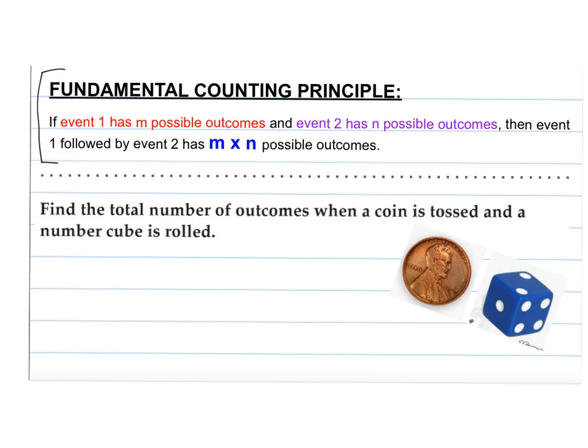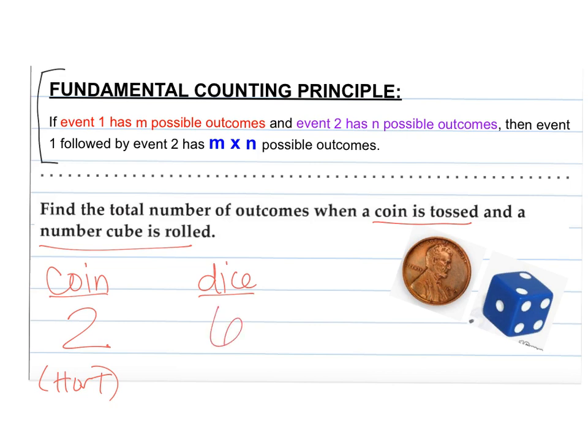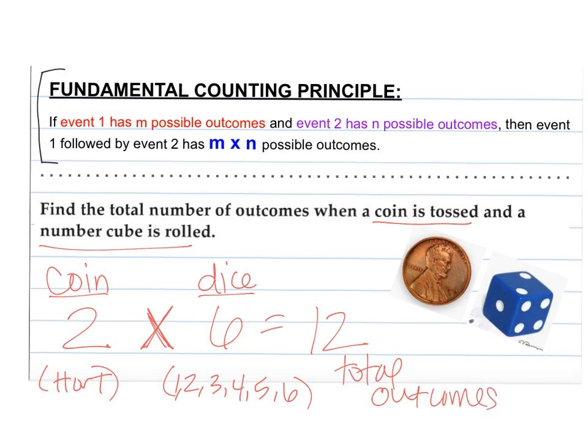So if we find the total number of outcomes when a coin is tossed and a number cube is rolled. So the coin and the number cube, which is the dice. The coin has 2 outcomes, because remember it can be heads or tails. The dice has 6 outcomes, because it can be 1, 2, 3, 4, 5, 6. If we multiply them together, 2 times 6 is 12, so 12 total outcomes. So notice this is based on how many outcomes?